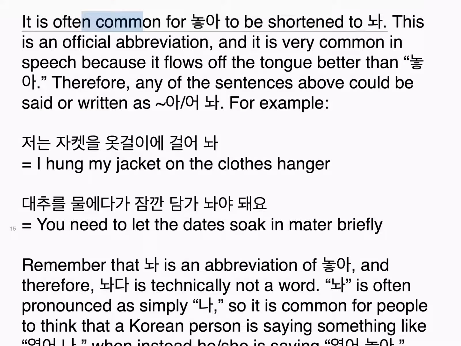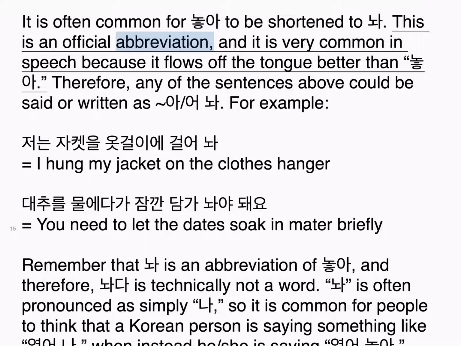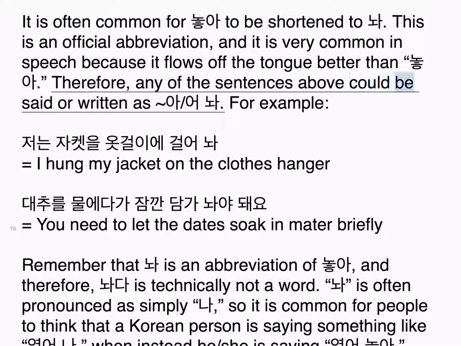It is often common for 놓아 to be shortened to 놔. This is an official abbreviation, and it is very common in speech because it flows off the tongue better than 놓아. Therefore, any of the sentences above could be said or written as 놔. For example, 저는 자켓을 옷걸이에 걸어놔. I hung my jacket on the clothes hanger.